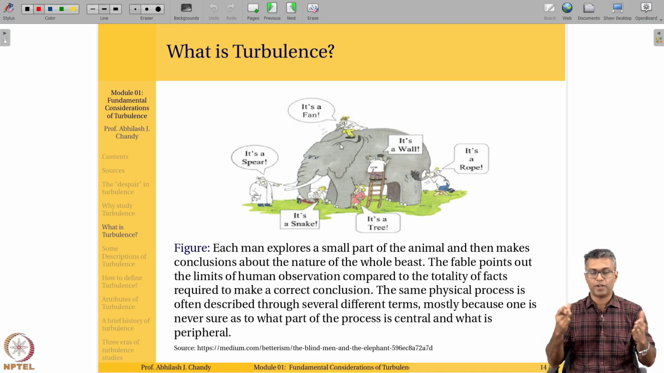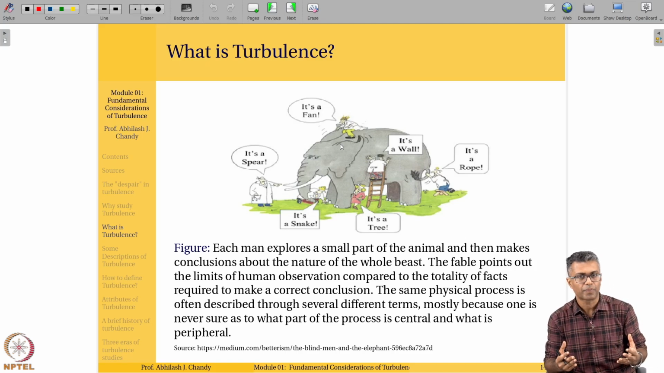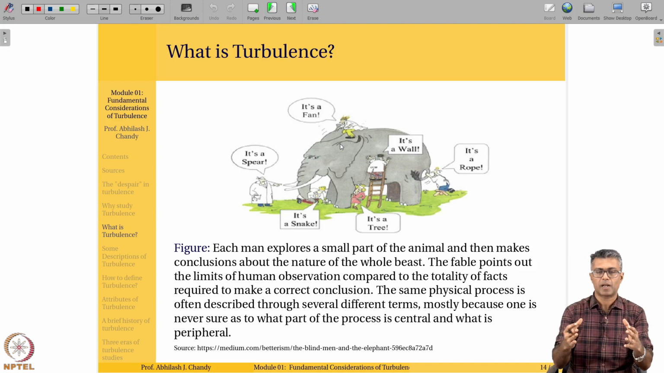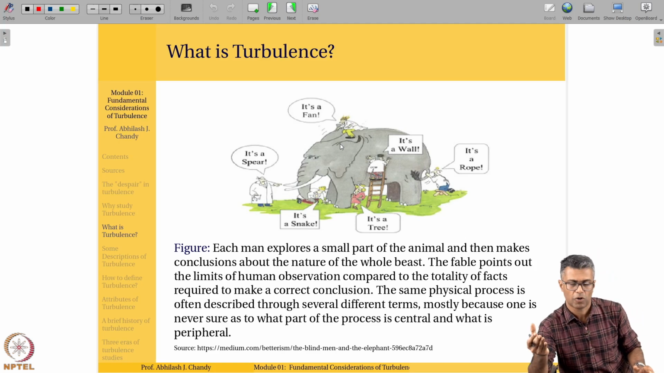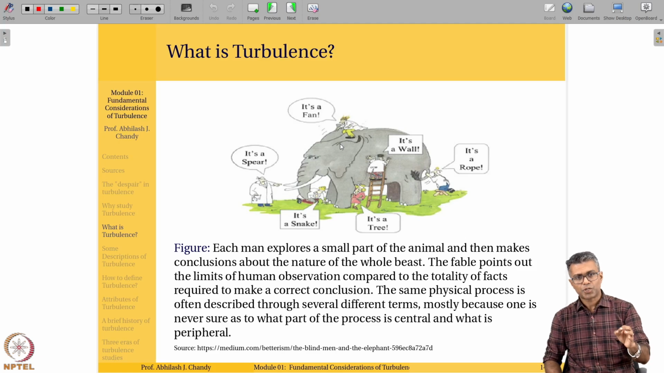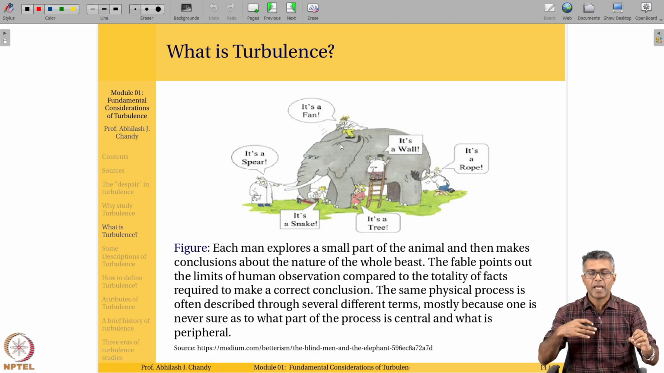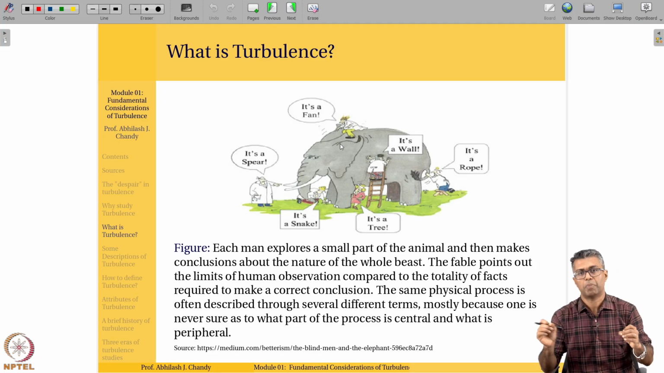Right? I talked about the difference between laminar and turbulent flow. I talked about how they are different in terms of flow characteristics, some basic characteristics. Is that how we define turbulence? So here, this slide sort of tries to answer the question of what is turbulence in a more philosophical manner. So I start with an illustration of a very famous fable where you have the 6 blind men and an elephant. Each blind man touches a different part of an elephant and makes his own assumptions about what that part is.